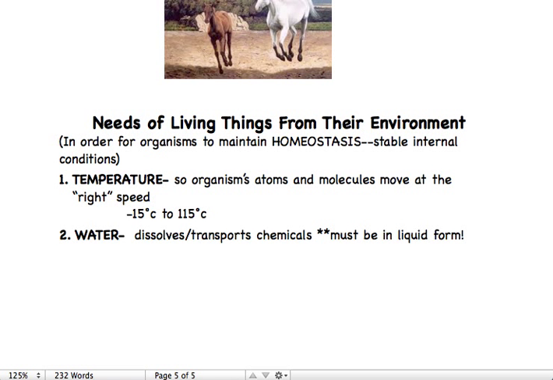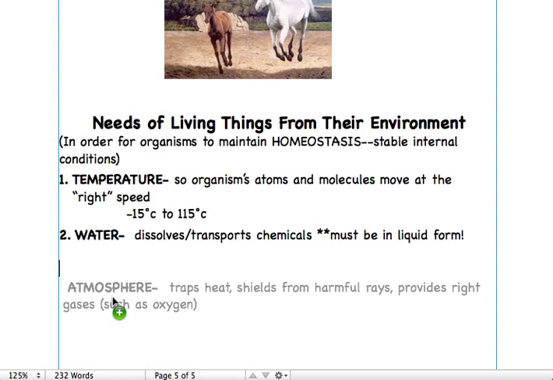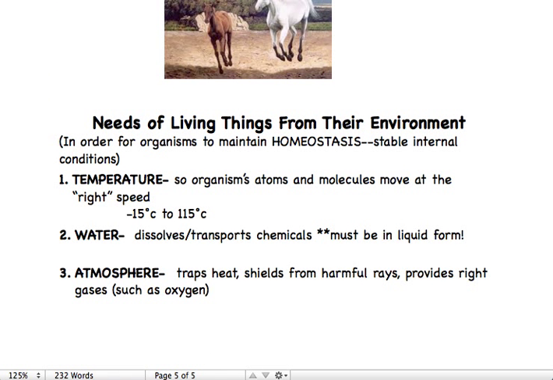Okay, number 3. Living organisms need atmosphere. Atmosphere traps heat, shields from harmful rays, and provides the right gases such as oxygen. So if you think about it, the moon, forget the fact that there's not water, it doesn't have atmosphere, even though it's just as close to the sun as we are, closer at times. It doesn't have an atmosphere, so it can't trap heat, it doesn't shield from harmful rays, and it can't provide the right gases like oxygen.